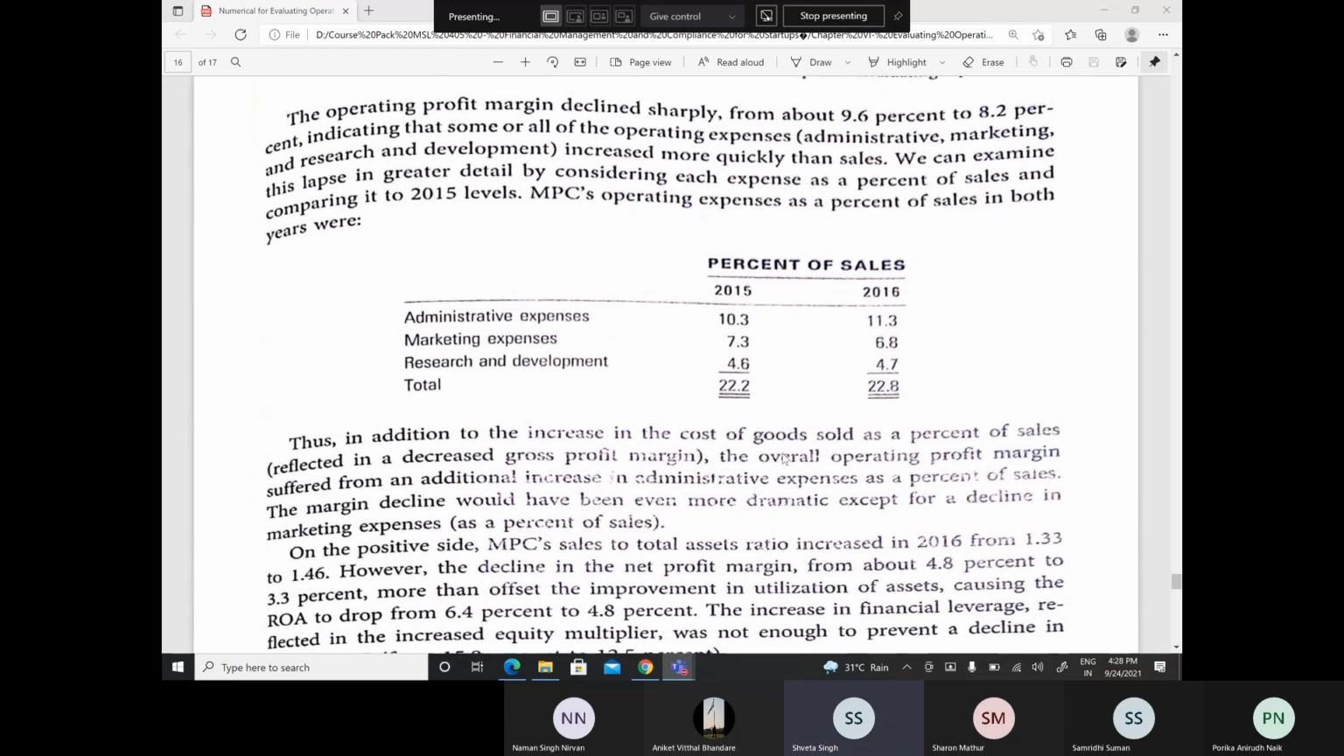The operating profit margin declined sharply from about 9.6% to 8.2%, indicating that some or all of the operating expenses, which are administrative, marketing, and R&D, increased more quickly than sales. We can examine this in greater detail by considering each expense as a percent of sales and comparing it to 2015 levels. MPC's operating expenses as a percent of sales in both years were admin expenses, marketing expenses, R&D expenses, and a total of 22.2 in 2015 and 22.8 in 2016.